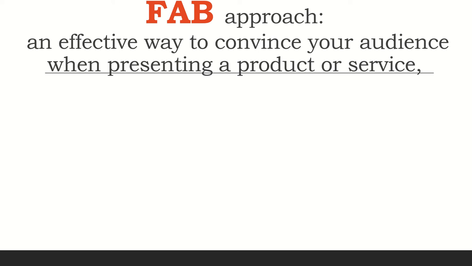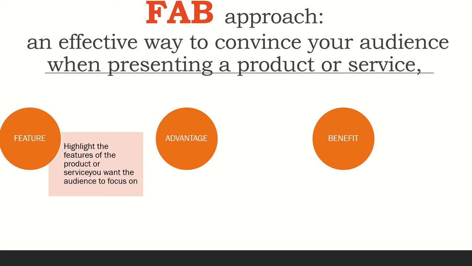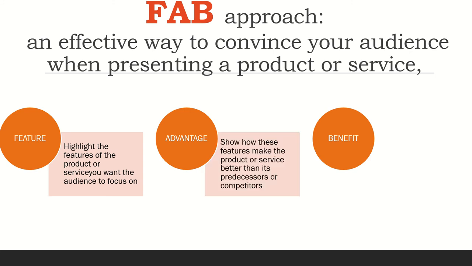FAB approach. It is an effective way to convince your audience when presenting a product or service. F stands for feature, A stands for advantage, B stands for benefit. Feature: highlight the features of the product or service you want the audience to focus on. Advantage: show how these features make the product or service better than its predecessors or competitors. Benefit: show how this product or service will improve users' lives.